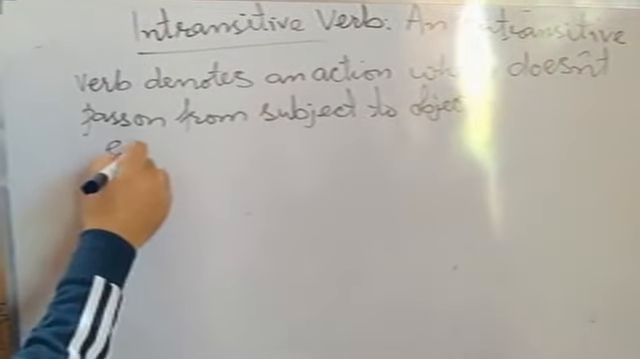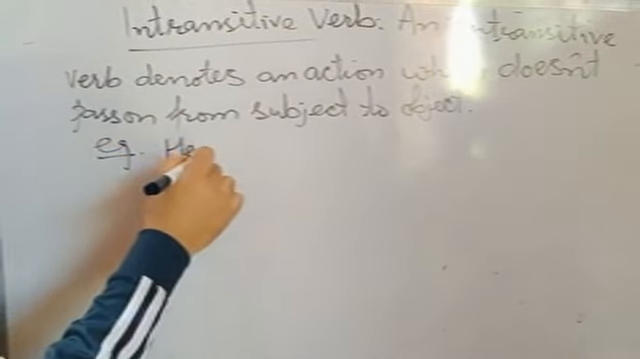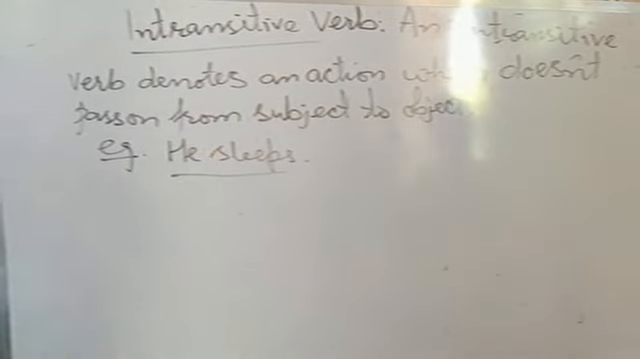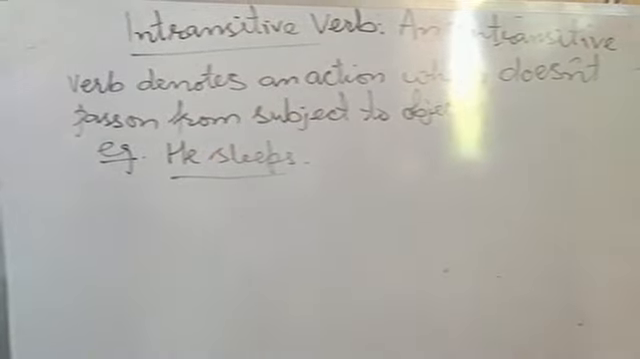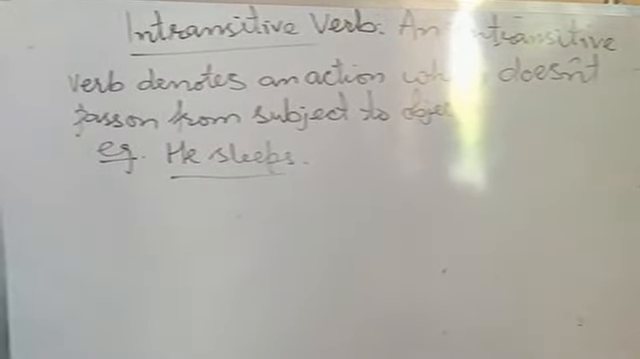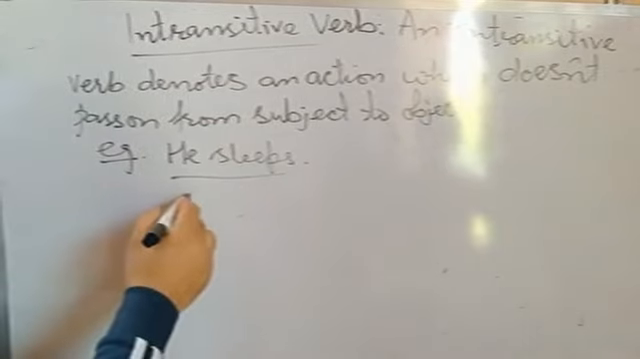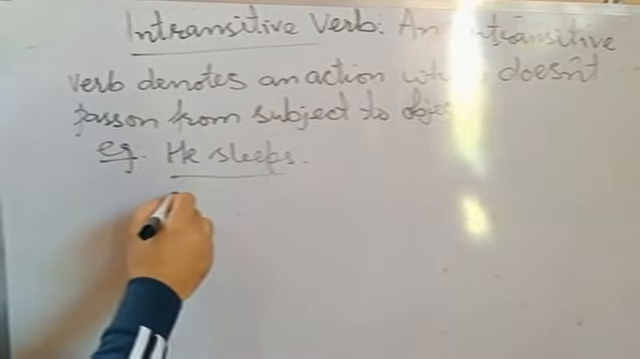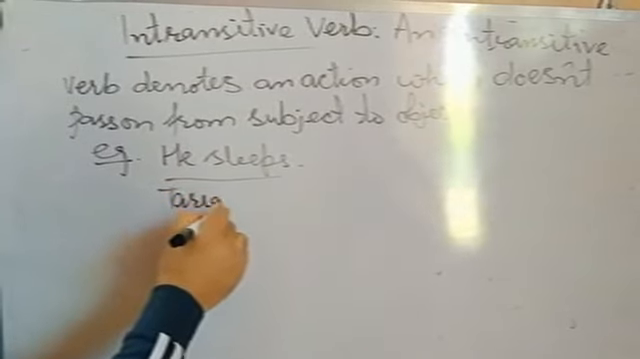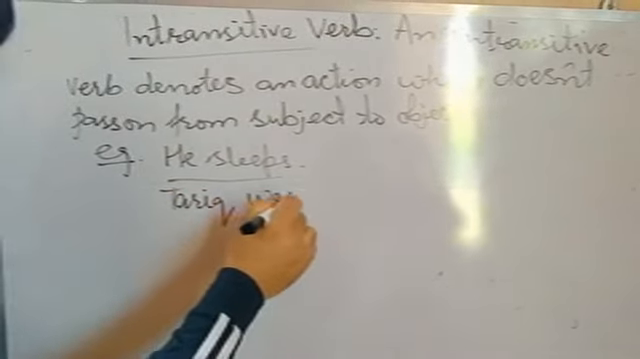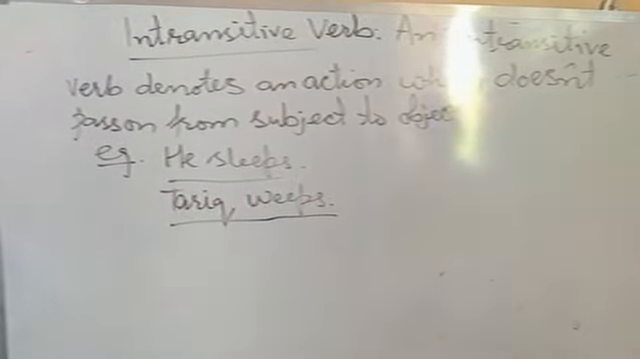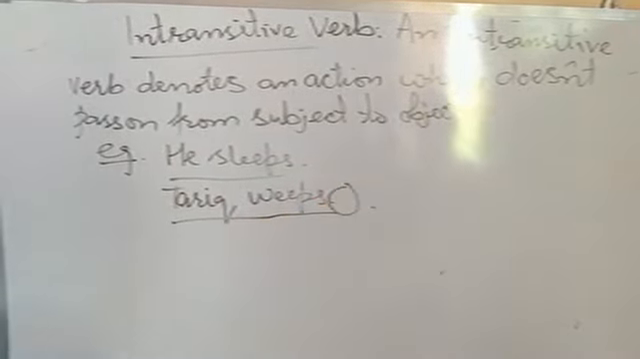For example, he sleeps. So here it's clear that he sleeps, object is not required. Tariq weeps. Here it's clear, so object is not required.